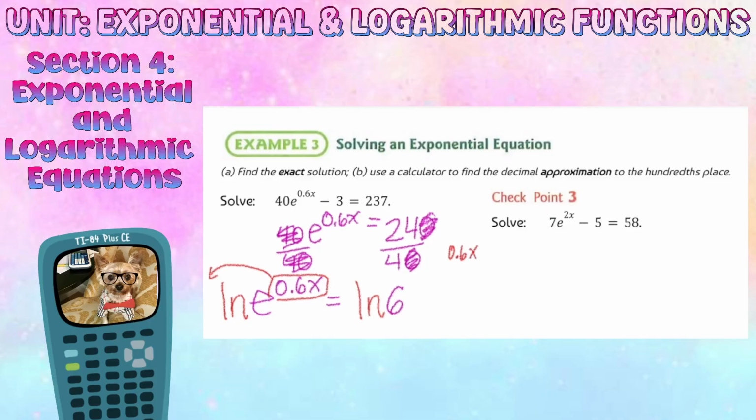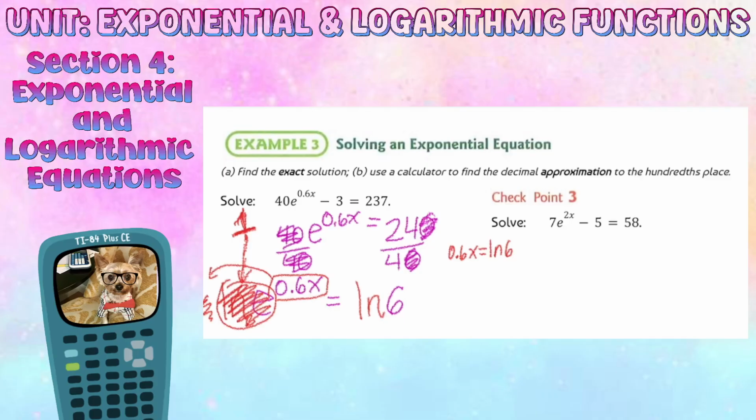So 0.6x is now being multiplied, out front, by ln of e. Log base e of e is saying e to what power is e? Well, that means this whole thing right there is equal to 1. And 1 times anything is just that thing, because 1 is the multiplicative identity. So you have 0.6x equals ln of 6.